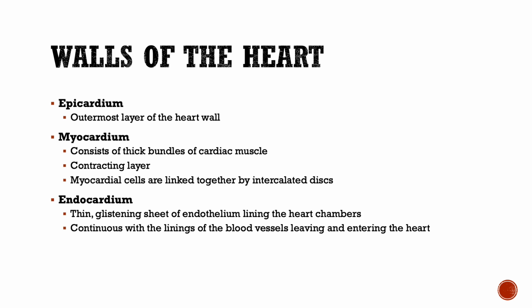The walls of the heart are composed of three layers. The outermost layer is the epicardium or the visceral pericardium, which I just recently talked about in the previous slide. The myocardium is the next layer, which consists of thick bundles of cardiac muscle. The myocardium is the contracting layer of the heart. Next to the myocardium is the endocardium, which is made up of a thin, glistening sheet of endothelium that lines the chambers of the heart. The endocardium is continuous with the linings of the blood vessels leaving and entering the heart.